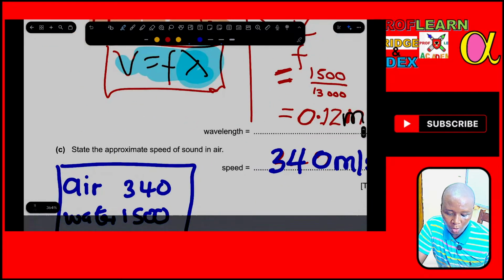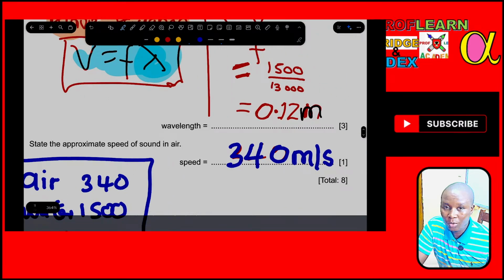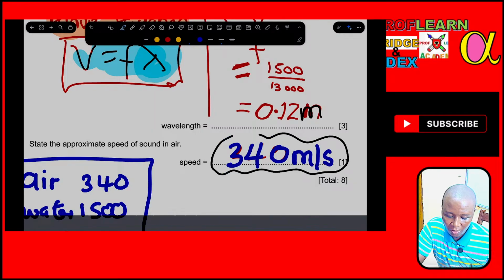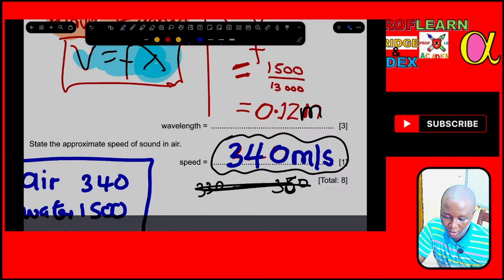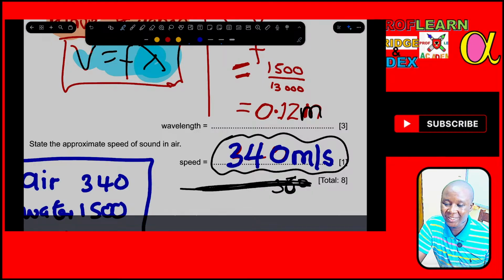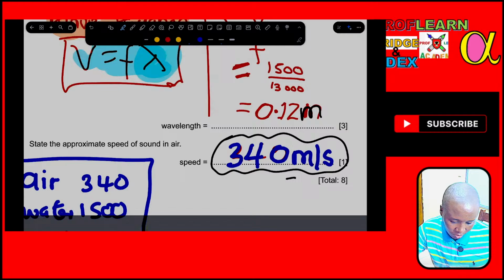Then candidates were supposed to mention the approximate speed of sound in the air, and you can see the value of the speed of sound in the air is around 340, because we can say 330 all the way to 350 or 360. But whenever you are going to state your answer, you are not going to state a range, you are going to state the exact value. So just understand that it's 340, a value close to that.